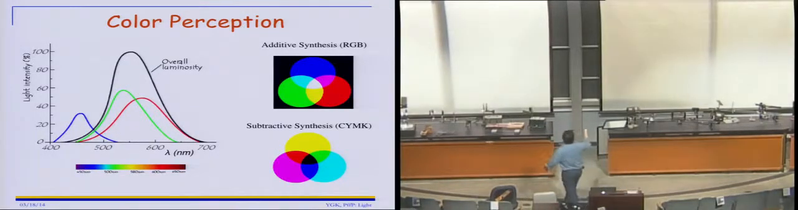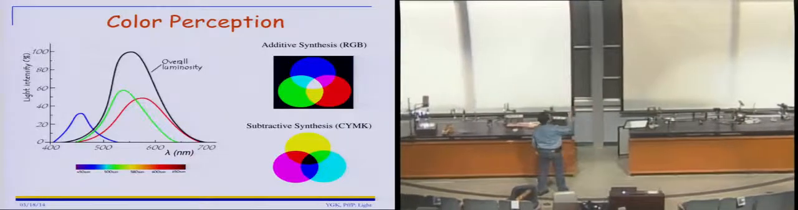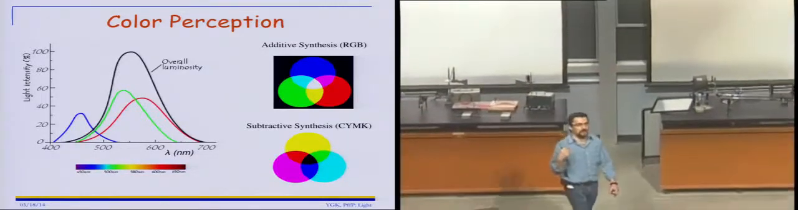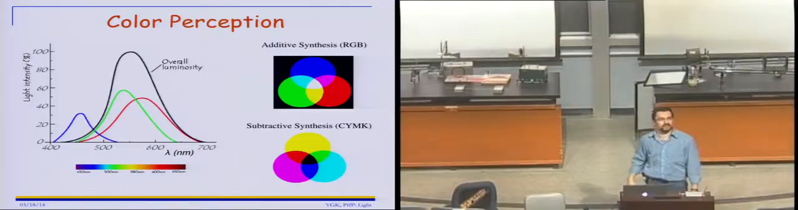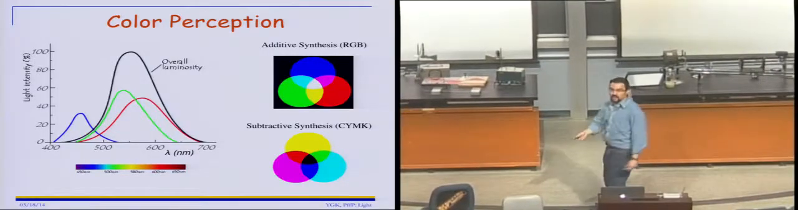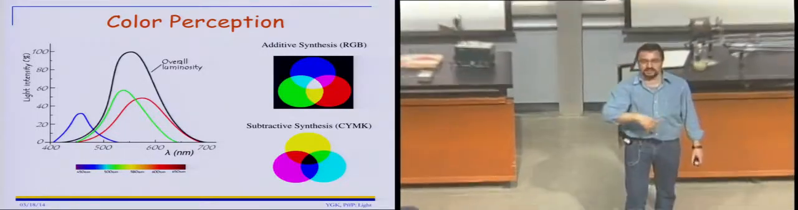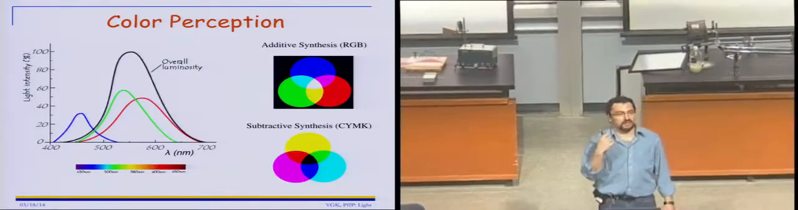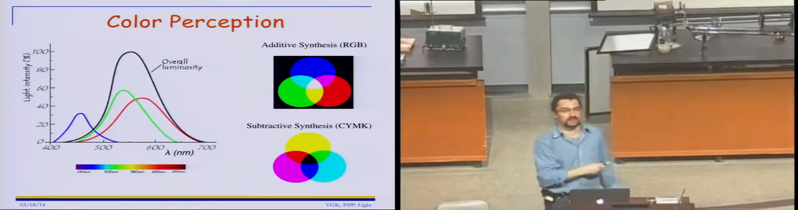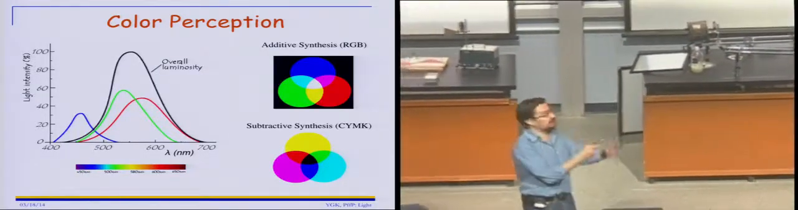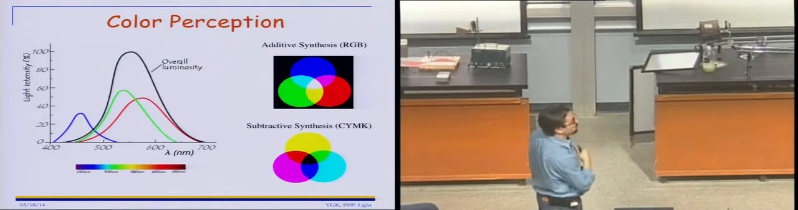And again, to perceive the color or to display the colors, you can either emit at specific frequencies. So liquid crystal displays, computer screens emit lights at different colors. Then the mixture of the lights of all colors represents white.